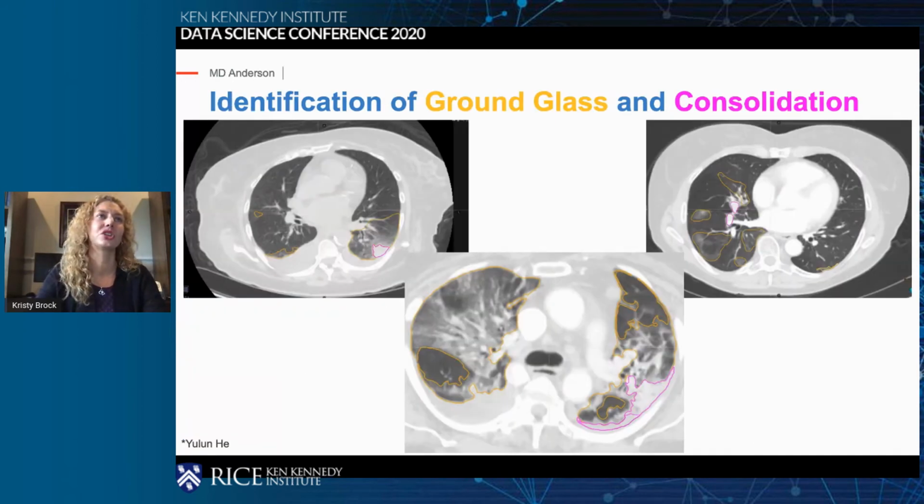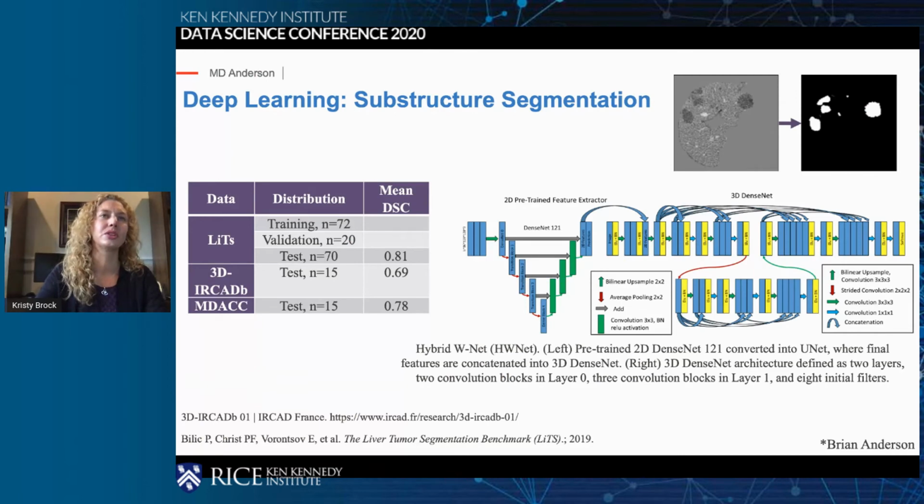However, the identification of the ground glass and the consolidation that's shown here in manual segmentations is a much more challenging scenario. And so this was very similar to the work that we had been doing in developing a method to detect and segment liver tumors on contrast-enhanced CT scans. So you can see the liver with the nodules here and the automatic identification.